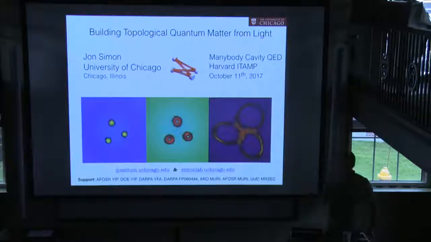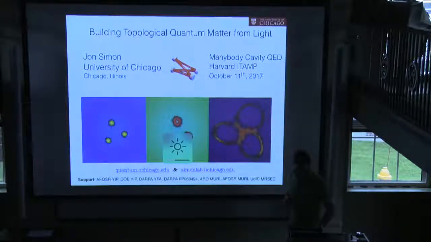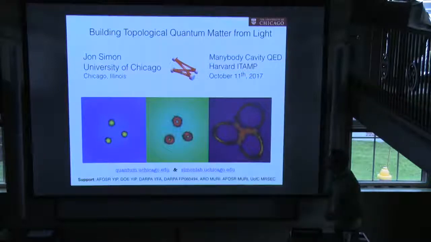I was chatting with Ben about this earlier. It's rare that you go to a poster session and everybody has cavities. So anyway, it's really great to be here.